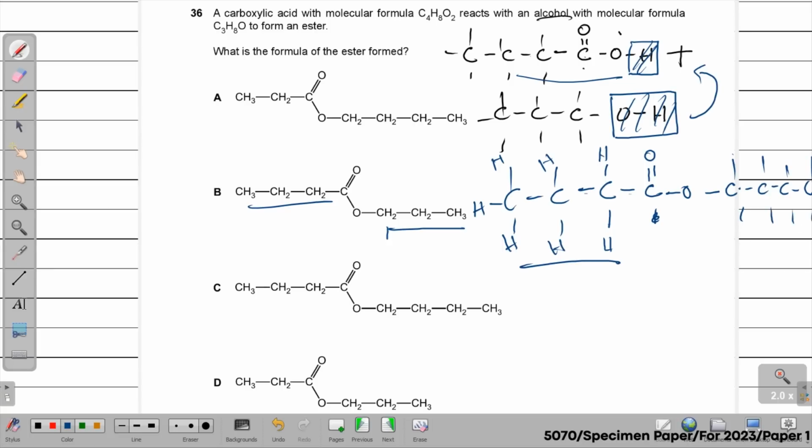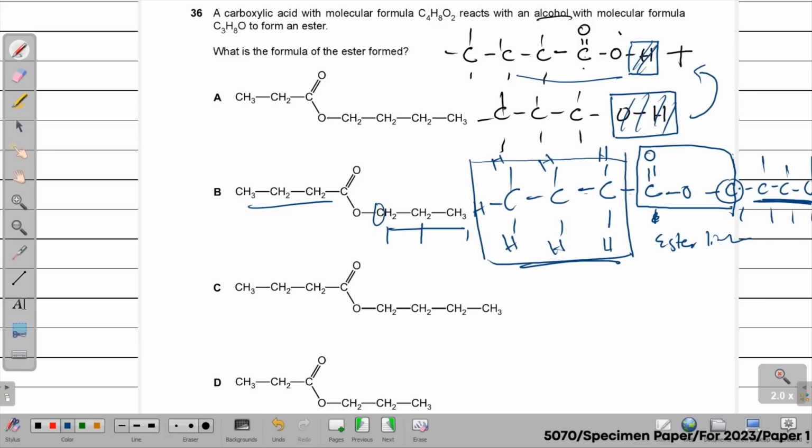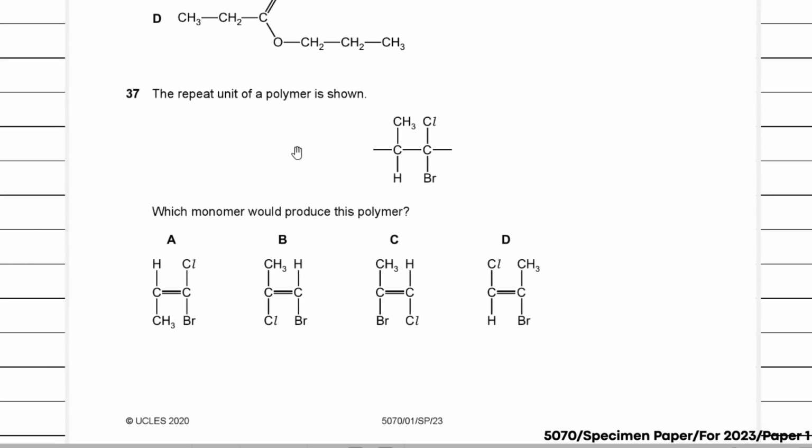As we can see, we've got 1, 2, 3 over here, and we have one of the carbons that's reacting, forming the ester linkage. So we've got the ester linkage, and then we've got the alcohol part. So we have 1, 2, 3 carbons, 3 hydrogens, 3 hydrogens, 2 hydrogens, another 2 hydrogens, and also 2. So the answer for the reaction forming the ester is going to be B.